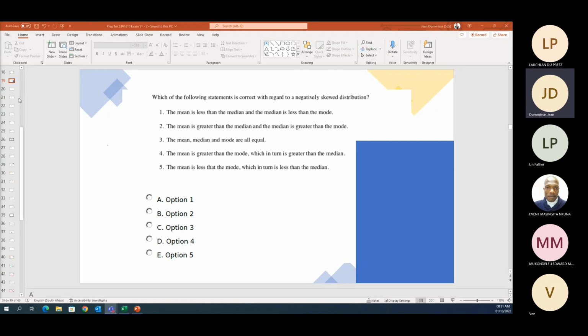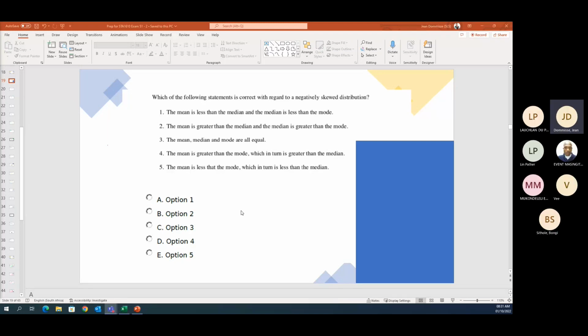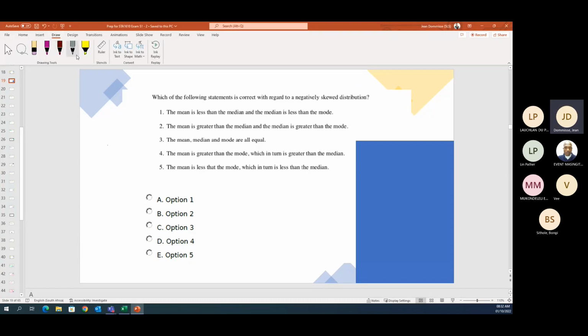And this I should have also moved up earlier, but this is purely a definition question on study unit 3. They ask you which of the following statements is correct with regards to a negatively skewed distribution. Okay, so can anybody remember what a negatively skewed distribution looks like?